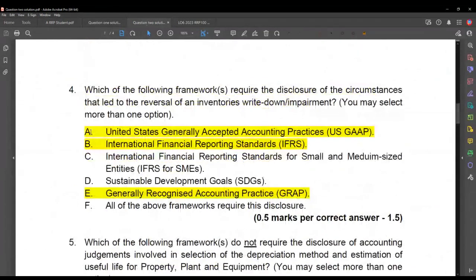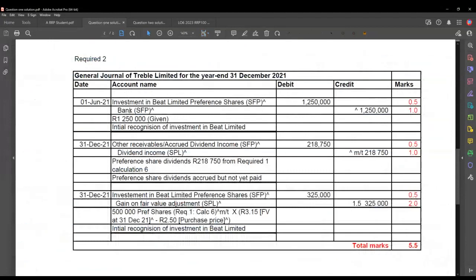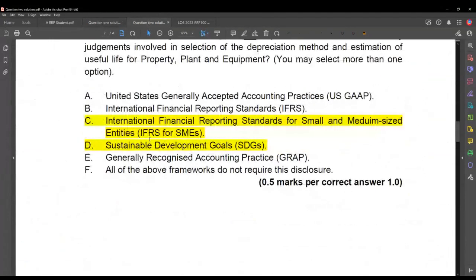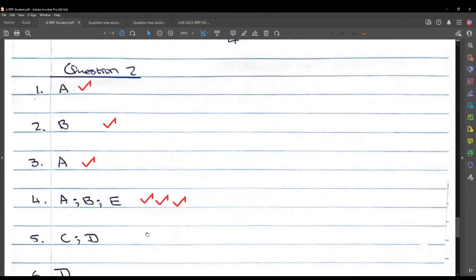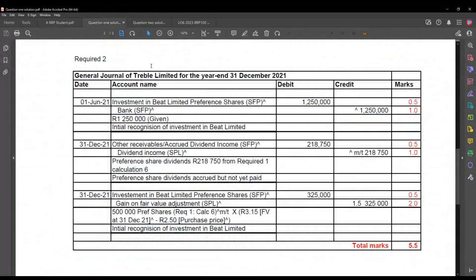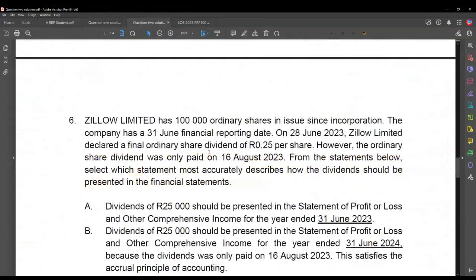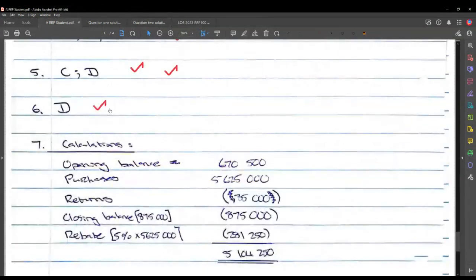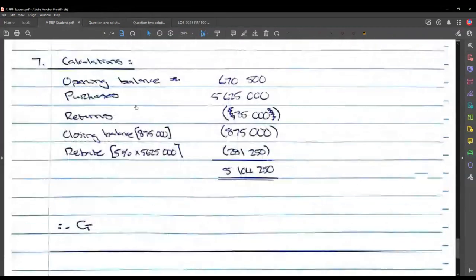Question 4, we were looking for A, B, and E. Each of those attract half a mark. So A, B, and E, the student had all of them, so we can give 1.5 marks there. And then here, we were looking for 2 answers, that being C and D, and this student actually did have C and D there. Then, when we look at 6, we see that the correct answer was D. The student there got the correct answer, and this question is worth 1 mark, so I gave them 2 ticks.